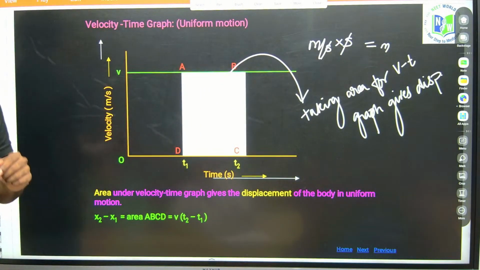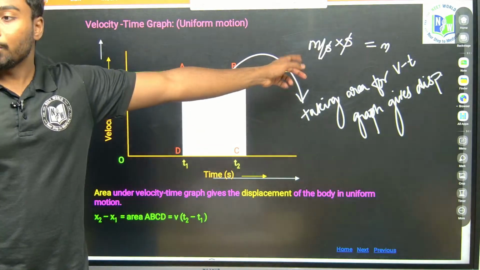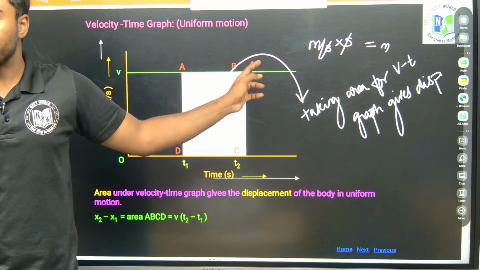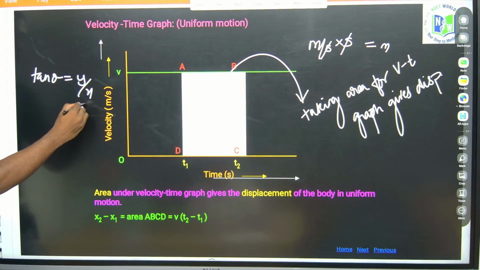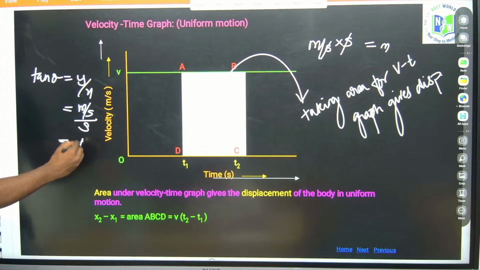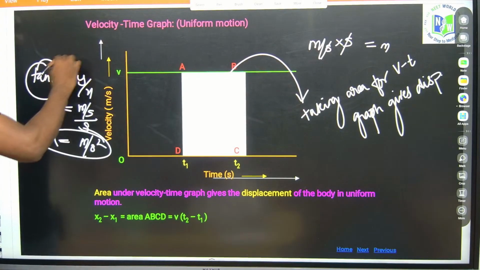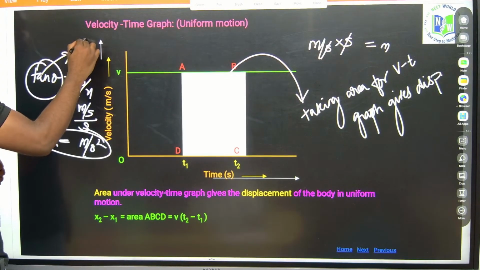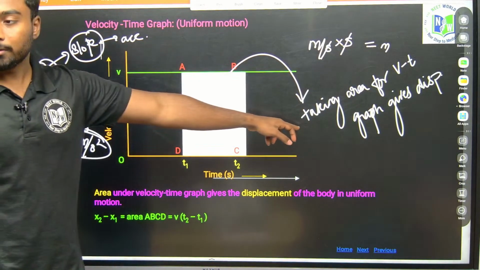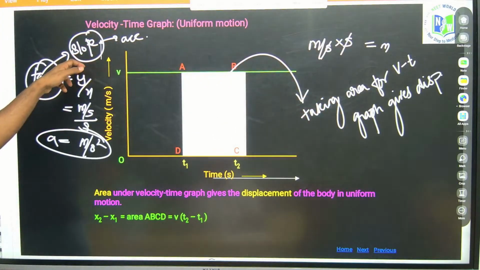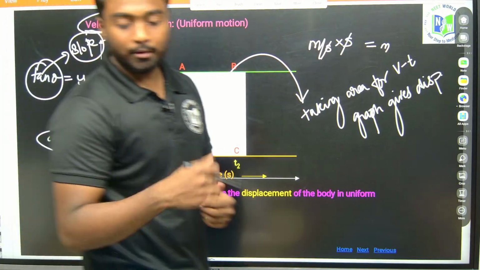But when you take the slope of the VT graph, it will give acceleration. What is slope? Tan theta. Tan theta is nothing but y by x. Area is y into x, but tan theta is y by x, which is meter per second by second, which is meter per second square, which is acceleration. So tan theta is the slope, which is nothing but acceleration. So area gives displacement, but slope gives acceleration for the velocity time graph. Take a note of this.